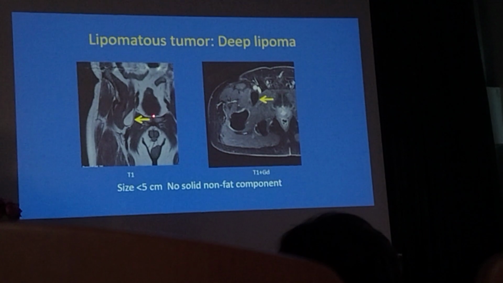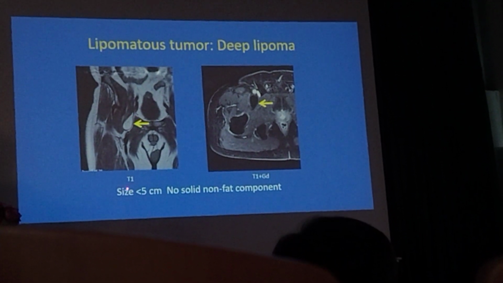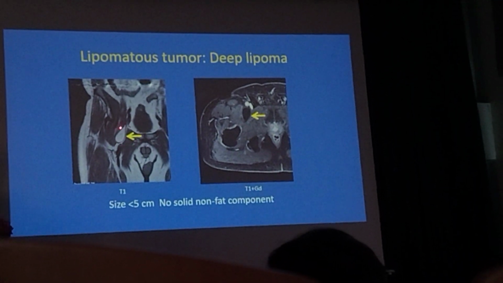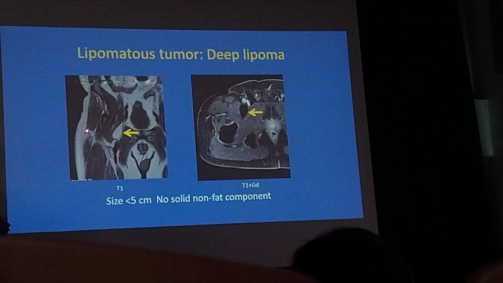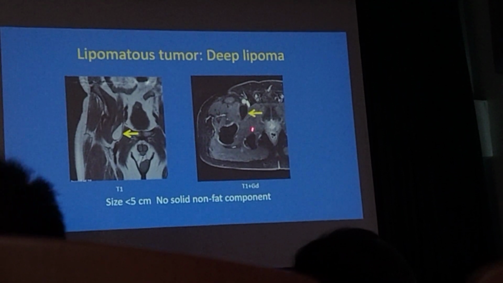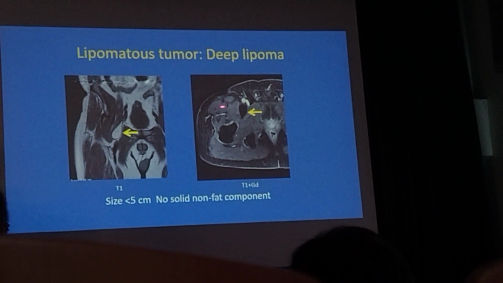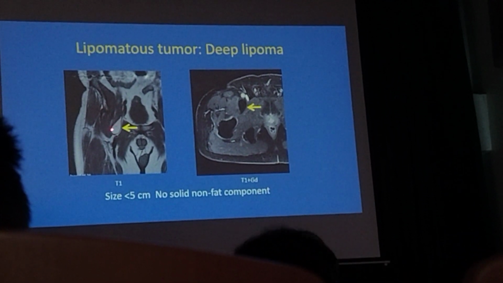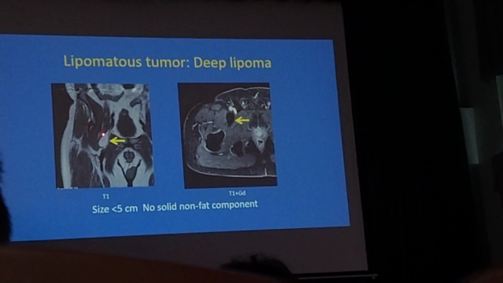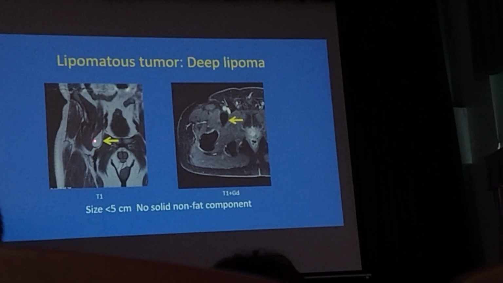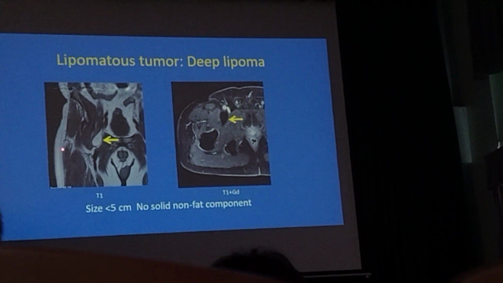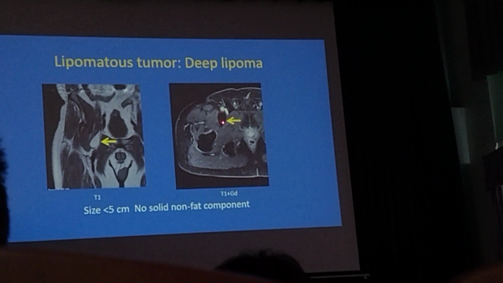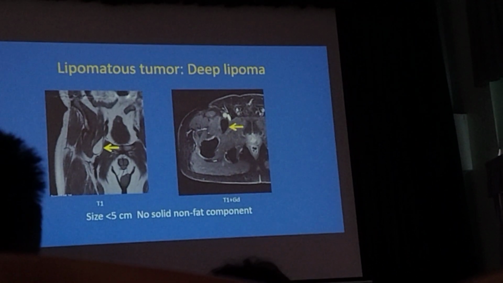Even though it is in a deep area, it is still lipoma when the size is small and there is no solid non-fat component. So this one is T1 that shows the signal intensity similar to fat, and this is fat suppression that has similar signal to fat. This is a deep lipoma. Even though it is deep, the signal is still very typical. You can see increased signal, quite homogeneous on T1, similar to the subcutaneous fat. Here too, on fat suppression, the signal decreases completely similar to the subcutaneous fat.